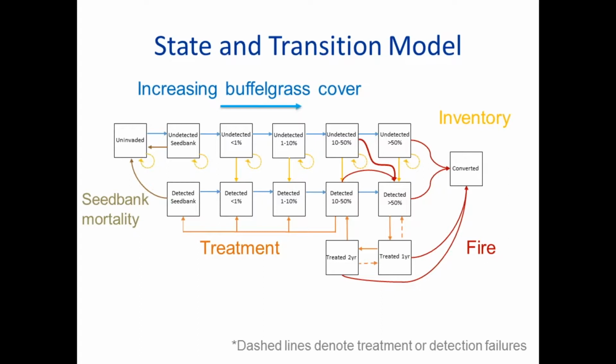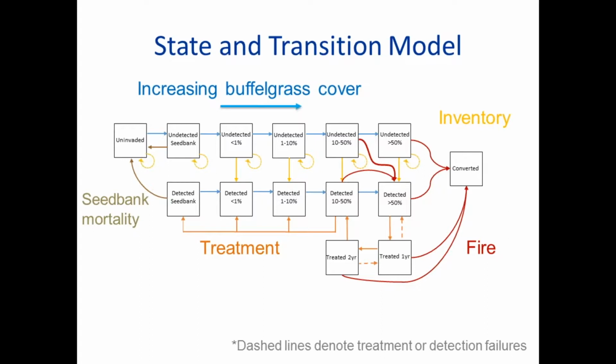Our state classes consist of the uninvaded area within the park, and then we have different cover levels of bufflegrass. These correspond either to fuel loads, like how much bufflegrass is required to carry a fire, or to cover classes that relate to management decisions. Maybe they can't treat anything that's less than 1% because there are too few plants on the landscape. From left to right, we have increasing covers of bufflegrass: a seed bank, less than 1% cover, 1 to 10, 10 to 50, and greater than 50.